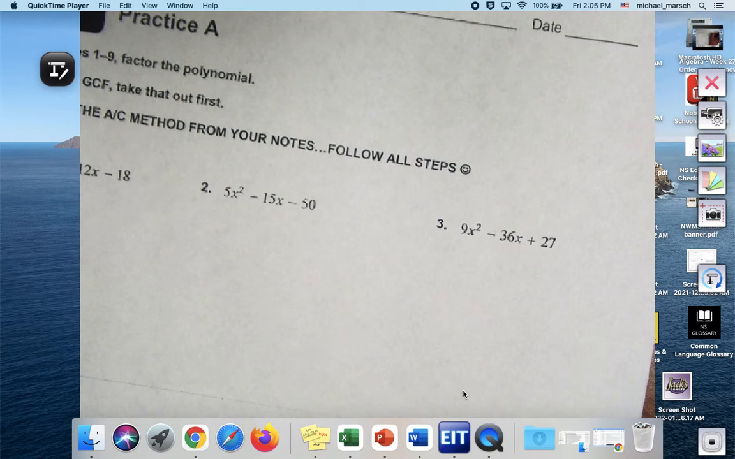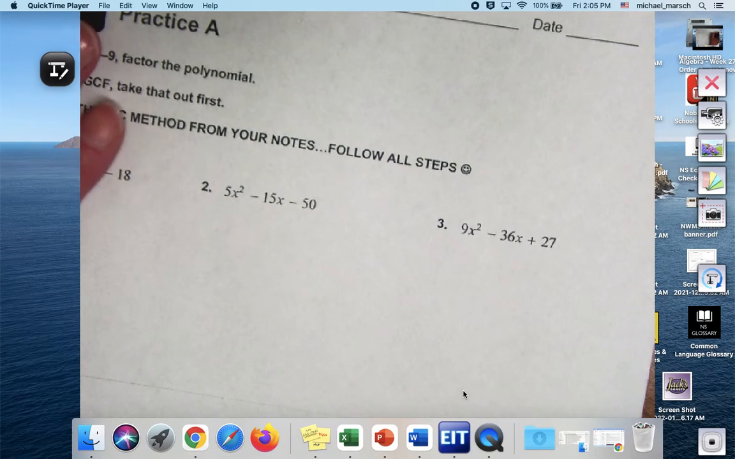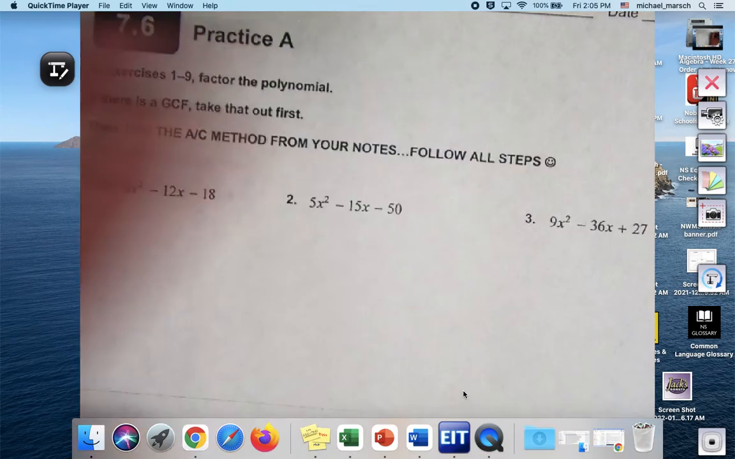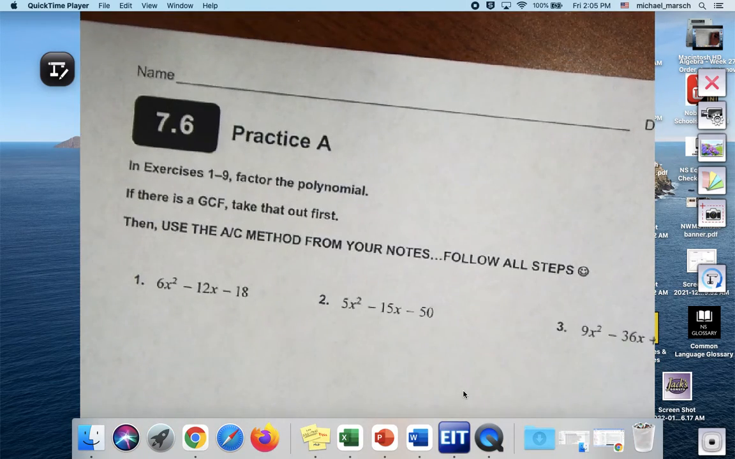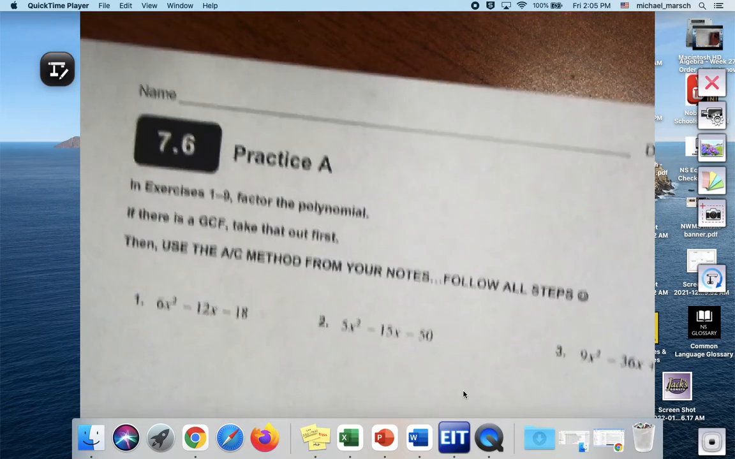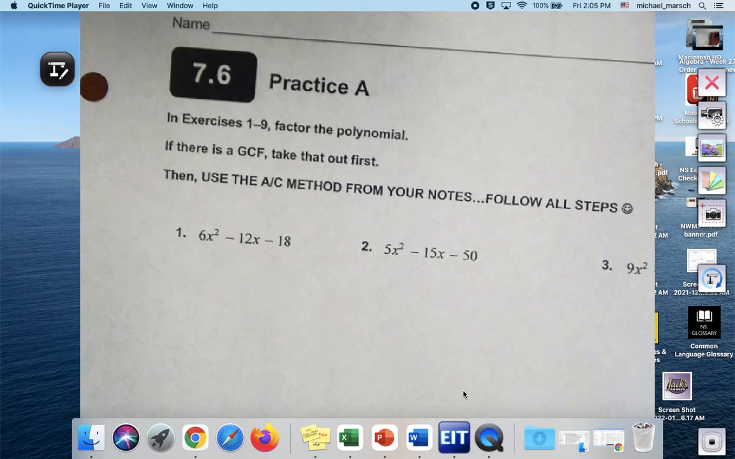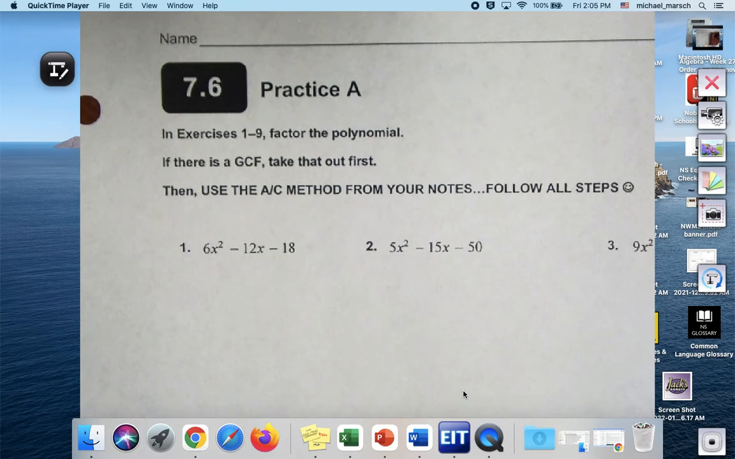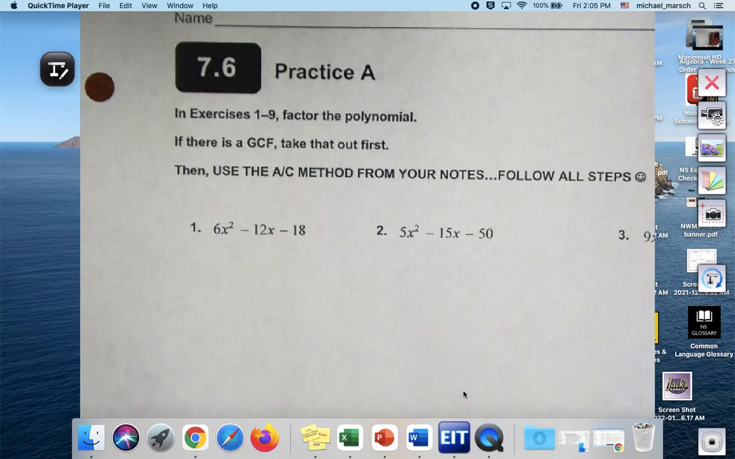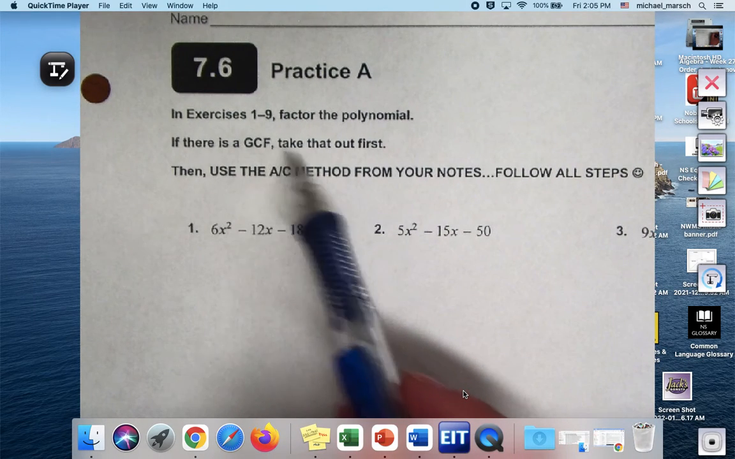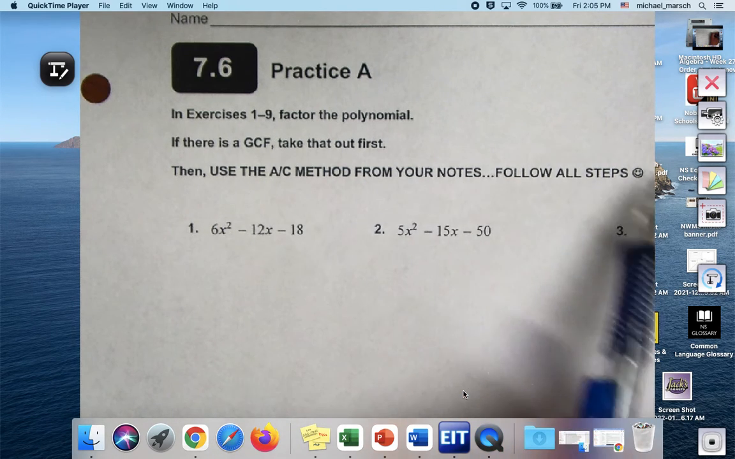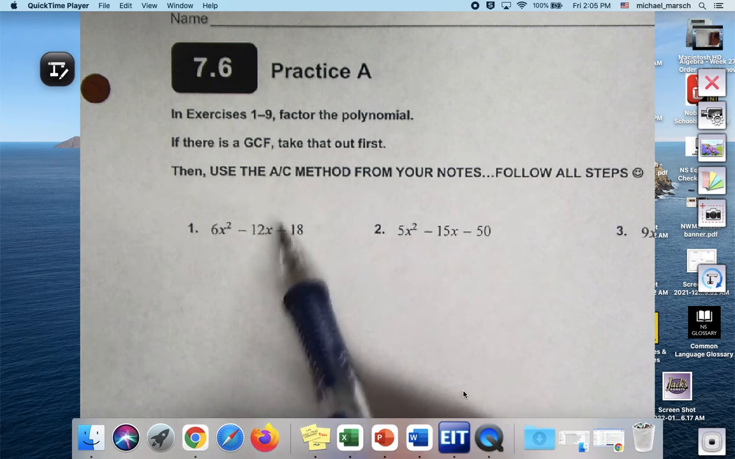Okay, let's take a look at these together. Here we go. Did everybody get one of these worksheets? I don't want anybody telling me in 5 minutes they didn't get a worksheet. That's not a good use of your time. Okay, so it says if there's a greatest common factor, take that out first. Then use the AC method from your notes. Follow all steps. So let's look at number 1 here.